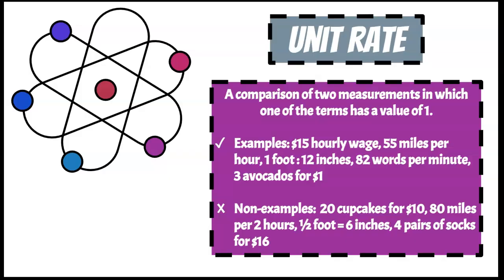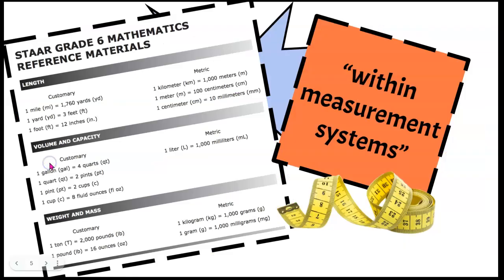Non-examples include 20 cupcakes for 10, 80 miles per 2 hours, half a foot is equal to 6 inches, and 4 pairs of socks is 16 inches. Those unit rates are not compared in terms of the value of 1.